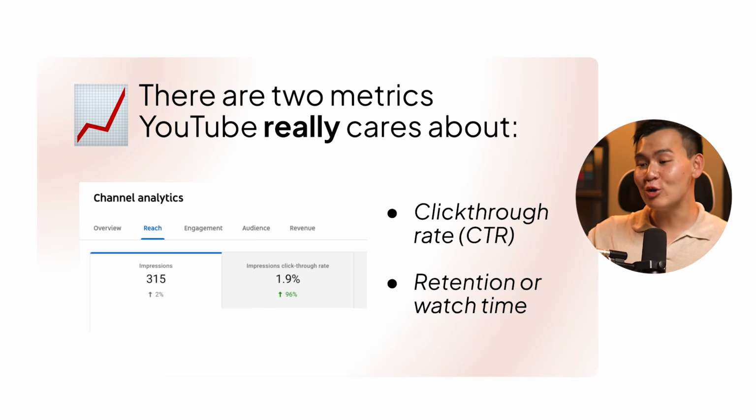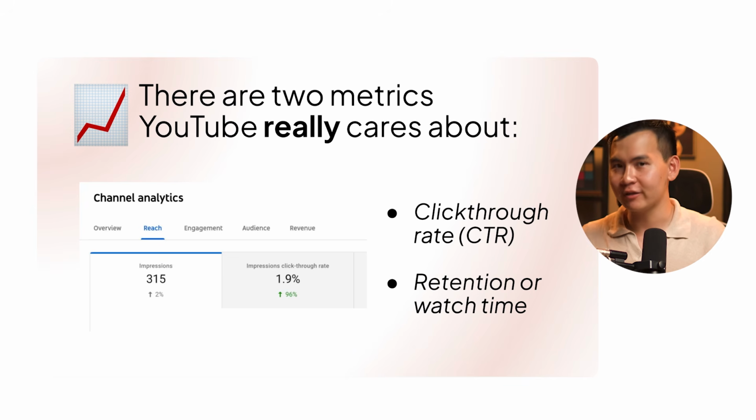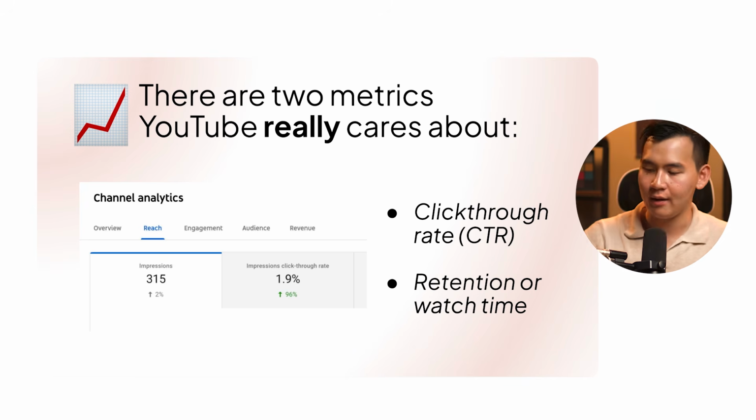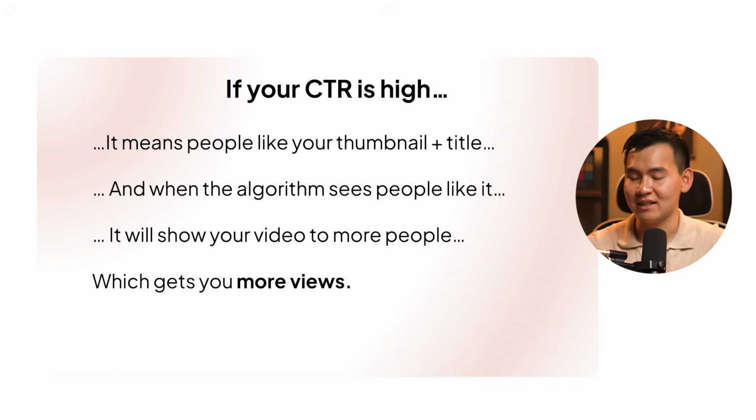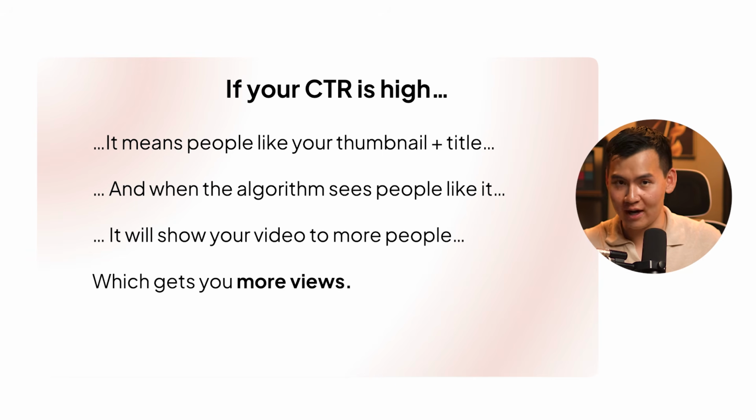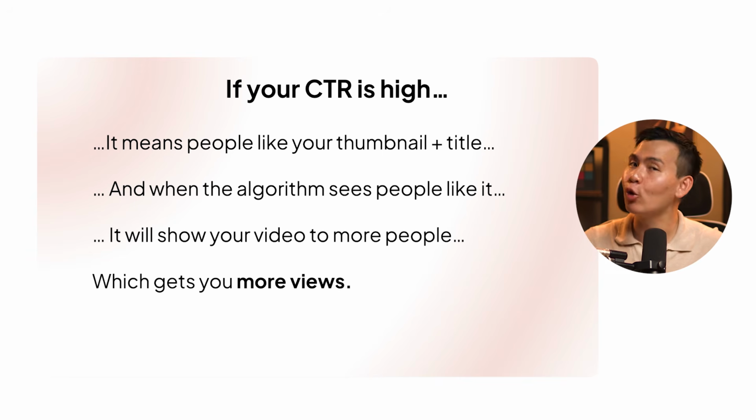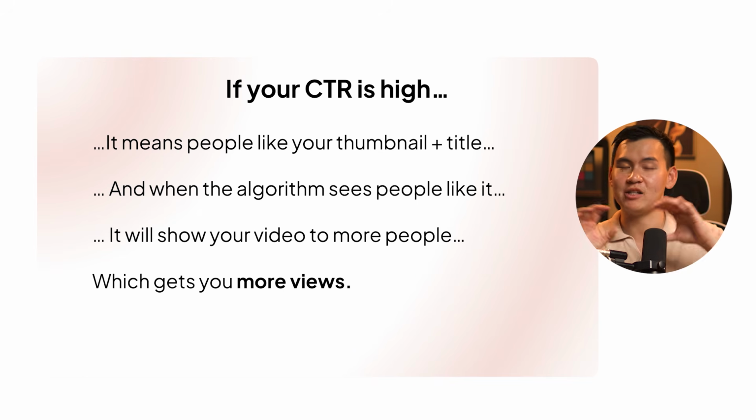So there are only 2 metrics that YouTube really cares about. One is your click-through rate, which is affected by your title and thumbnail, and next is your watch time, okay? So if your click-through rate is high, that means people like your thumbnail and title, and when the algorithm sees that people actually like your thumbnail and your title and are more likely to watch the video from start to finish, it will then show your video to more people, which in turn will get you even more views. So your click-through rate and your watch time play together, right?